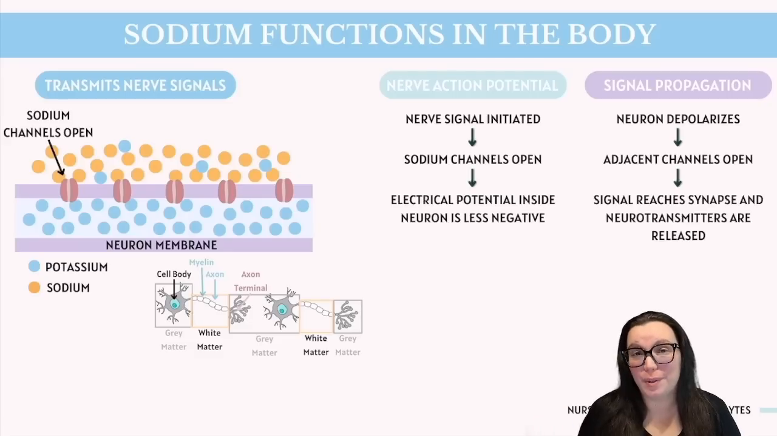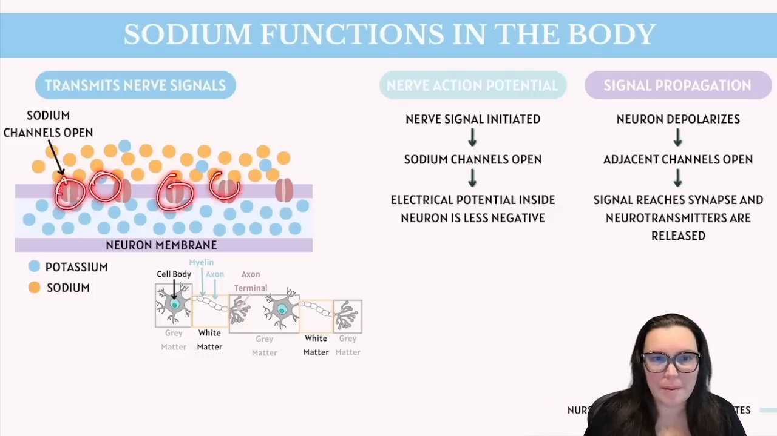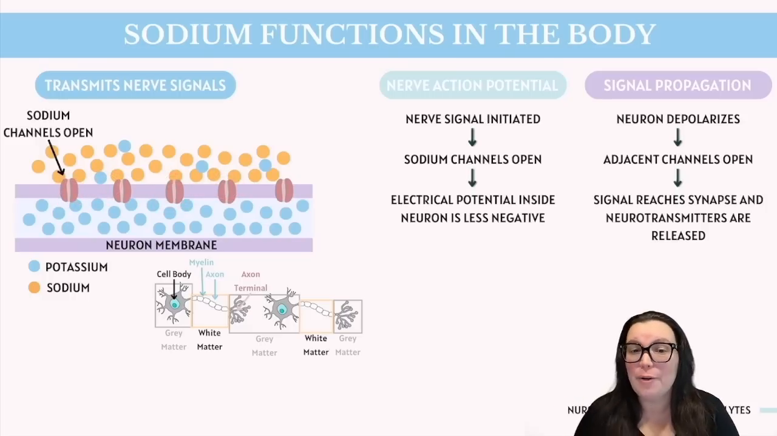In addition to fluid balance and blood pressure, sodium plays a critical role when it comes to transmitting nerve signals through action potentials. Sodium ions are crucial for generation and propagation of action potentials in neurons. When a nerve signal is initiated, the sodium channels that are in the neuron's membranes are going to open, allowing sodium ions to rush into our neuron.